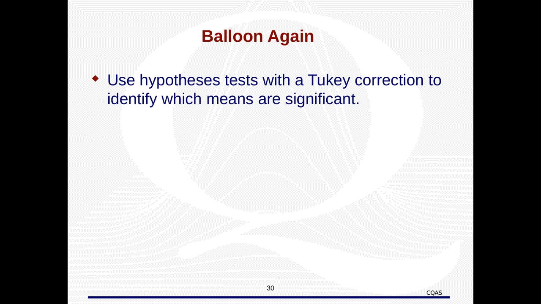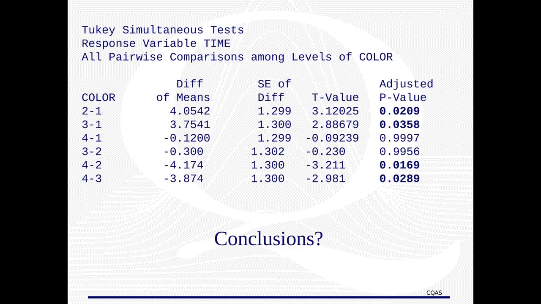Looking at our results, we examine the difference of means between each pair of color groups, along with the standard error of that difference, the resulting t-value, and most importantly, the adjusted p-value. By comparing these adjusted p-values to our chosen significance level, typically 0.05, we can identify which specific pairs of means differ significantly from one another. This systematic approach allows us to move beyond simply knowing that group differences exist to pinpointing exactly which groups differ meaningfully. Now let's examine the results of our Tukey simultaneous tests for the balloon experiment.